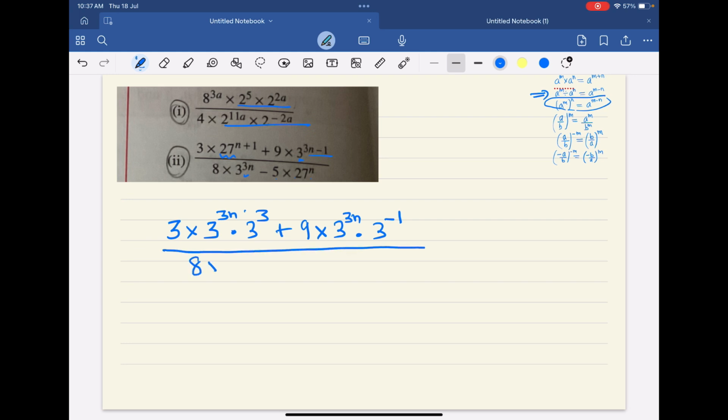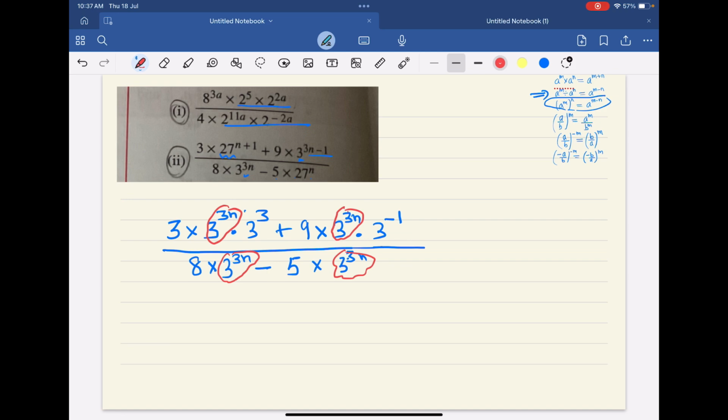In the denominator, we have got 8 into 3 to the power 3n minus 5 into 27, which can be written as 3 to the power 3 and then that to the power n. So which will make it 3 to the power 3n. Okay, so let us write it as 3 to the power 3n. Now if we look closely, what is happening? 3 to the power 3n is common in the numerator and is common in the denominator.